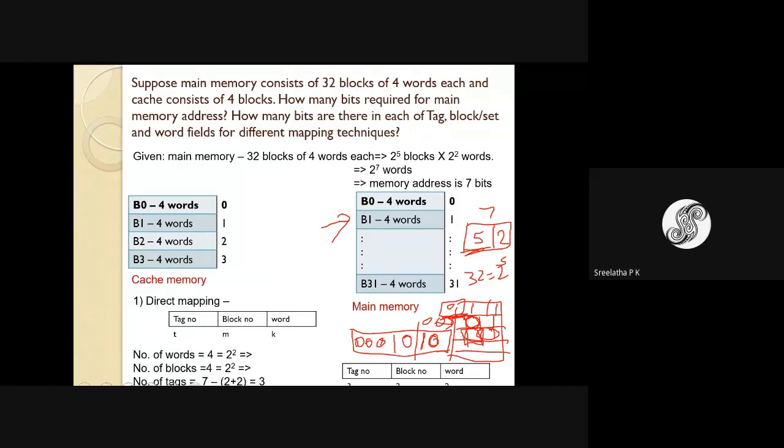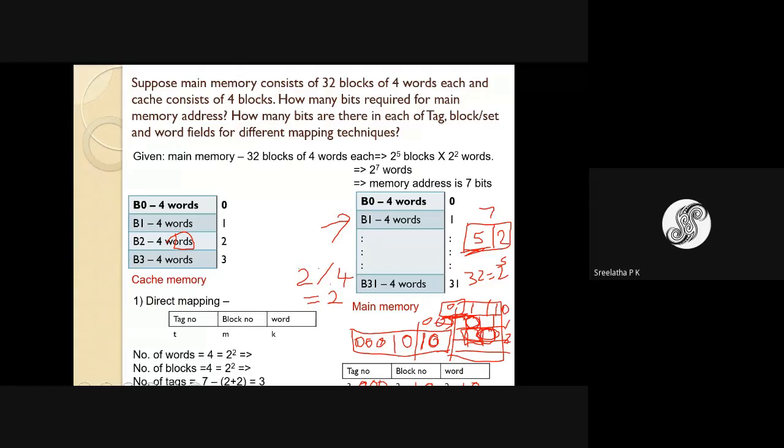In direct mapping, block 2 modulus the number of cache blocks. How many blocks are in the cache memory? There are 4 blocks in the cache memory, so the result is 2. This block will be present in cache block 2. Now, how is this address mapped? 10 will be the word, 01 will be the block number, and the tag number is 000. So this is the mapping.